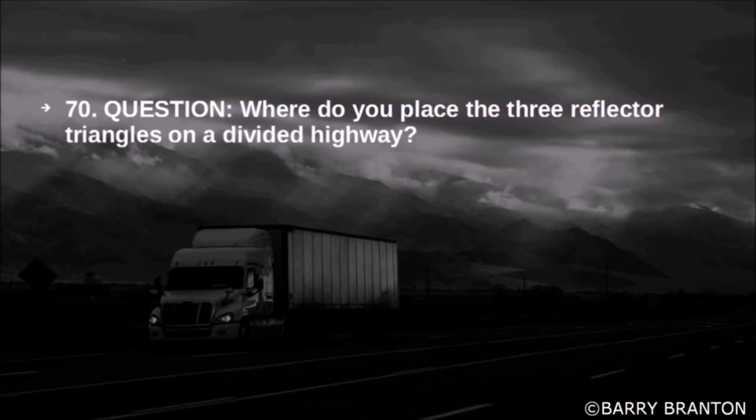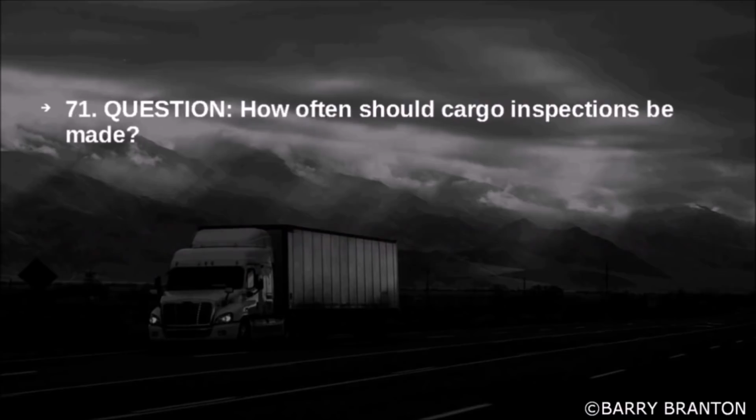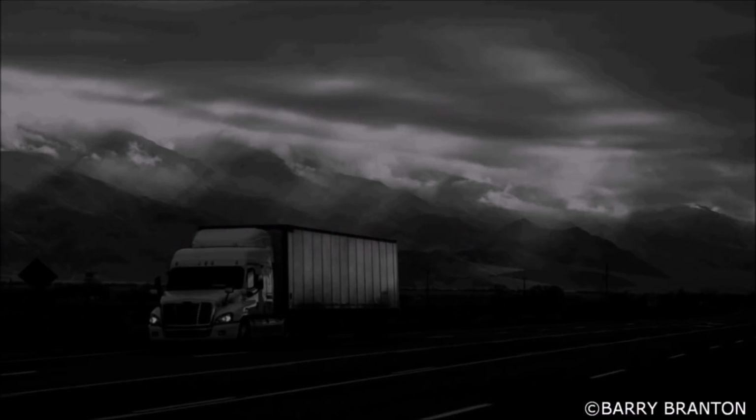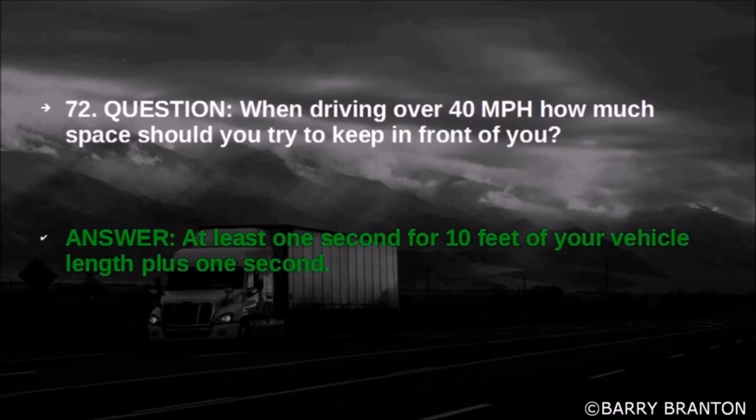Where do you place the 3 reflector triangles on a divided highway? Place them all to the rear, within 10 feet, 100 feet, and 200 feet. How often should cargo inspections be made? After every break during driving. When driving over 40 miles per hour, how much space should you try to keep in front of you? At least 1 second for every 10 feet of your vehicle length, plus 1 second.